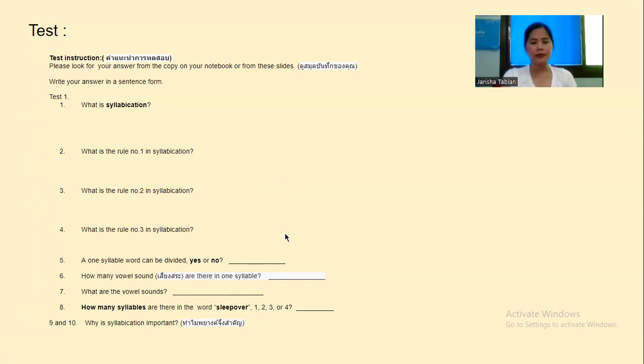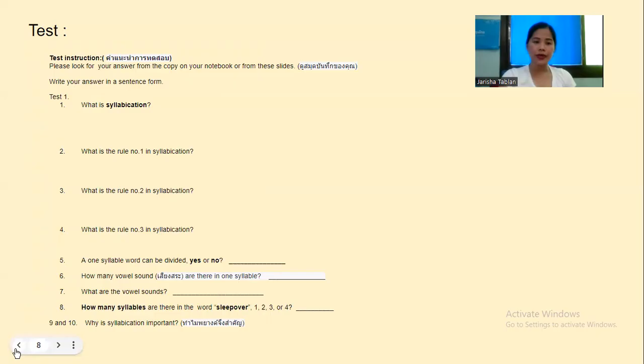Okay, number 1. Question: what is syllabication? You're going to write it here. Next, number 2: what is rule number 1 in syllabication? You write here. Number 3: what is rule number 2 in syllabication? Very easy. Number 4: what is rule number 3 in syllabication? Again, it's on your notebook if you have copied, and it's in my slide.